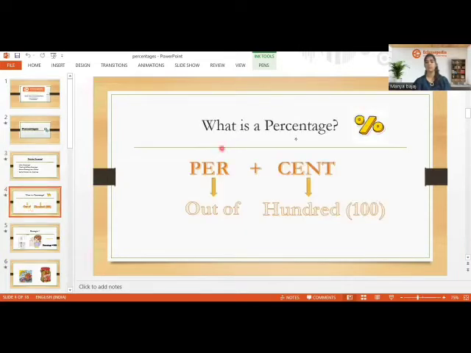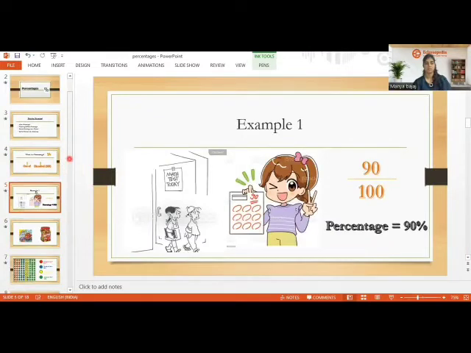First is what is percentage. The symbol of percentage is this. Percentage is divided into two terms: first is per and second is cent. So when we talk about percentage, it is out of 100. I'm giving you one example. If a girl has scored 90 out of 100, that means she has scored 90 percent.